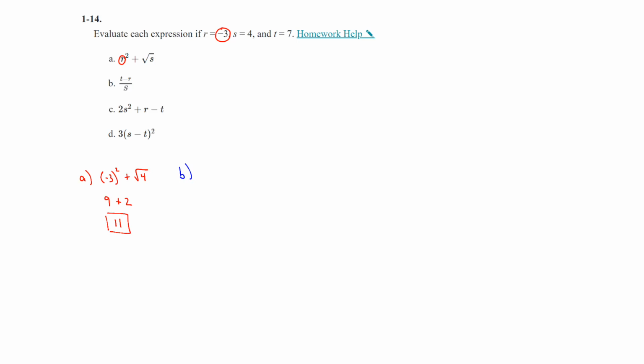B, we have t minus r, so that's 7 minus, and once again, minus r. R is a -3, so I'm going to put that in parentheses, t minus r, which is 7 minus -3 divided by s, and that's a 4. So what do we get? 7 minus negative 3 is 10 divided by 4. You can reduce the fraction to 5/2. You could also write it as 2.5, 2 1/2, a couple different ways. Just make sure it is reduced or simplified.